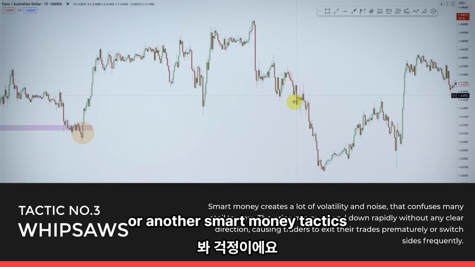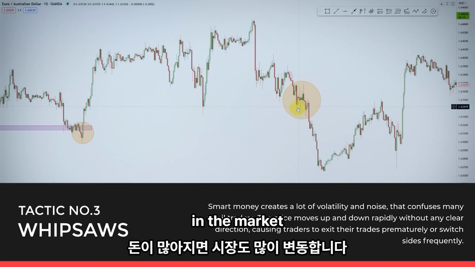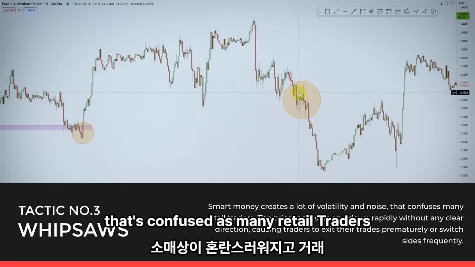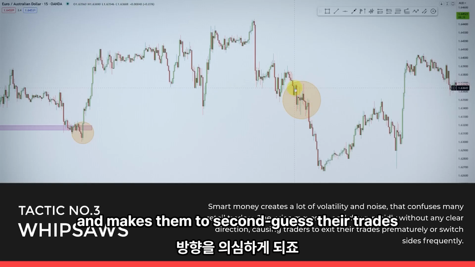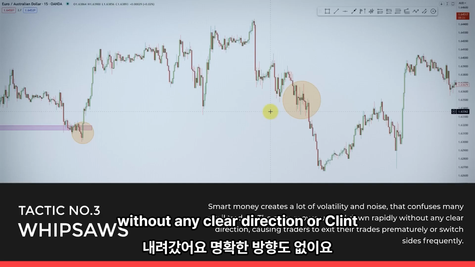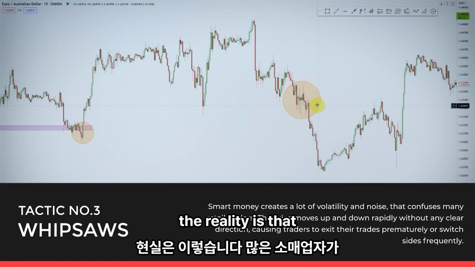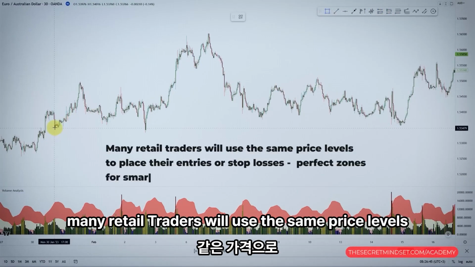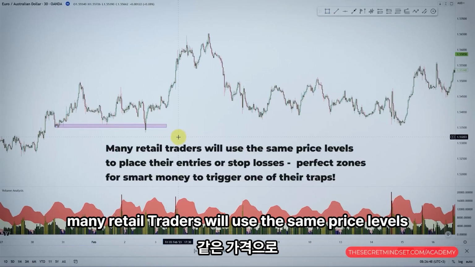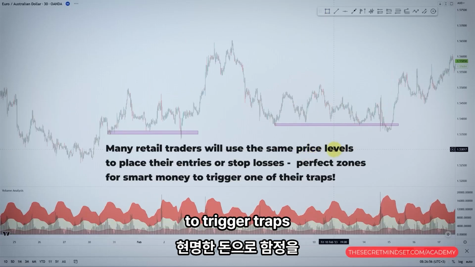Whipsaws are another smart money tactic. This is when smart money creates a lot of volatility and noise in the market that confuses many retail traders and makes them second guess their trades. The price moves up and down rapidly without any clear direction or trend, causing many traders to exit their trades prematurely or switch sides frequently. The reality is that many retail traders will use the same price levels to place their entries or stop losses. And these are the perfect zones for smart money to trigger one of their traps.